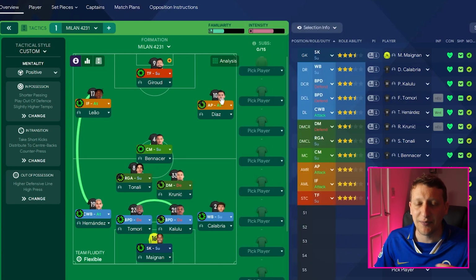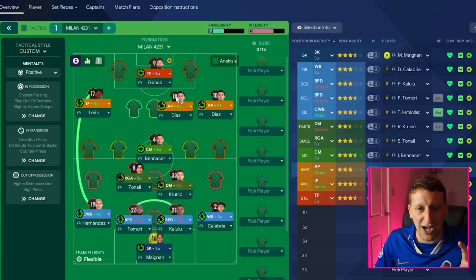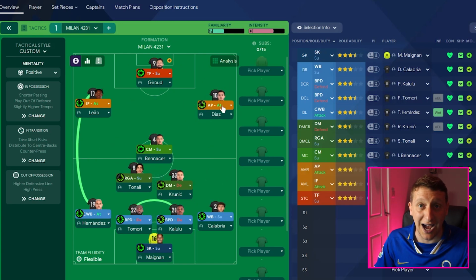A couple of the heat maps I'll put up on screen right now. You can see he does get pretty central. So I want him right in there. So the idea is that he moves into these areas, allows a Calabria to get round as well.